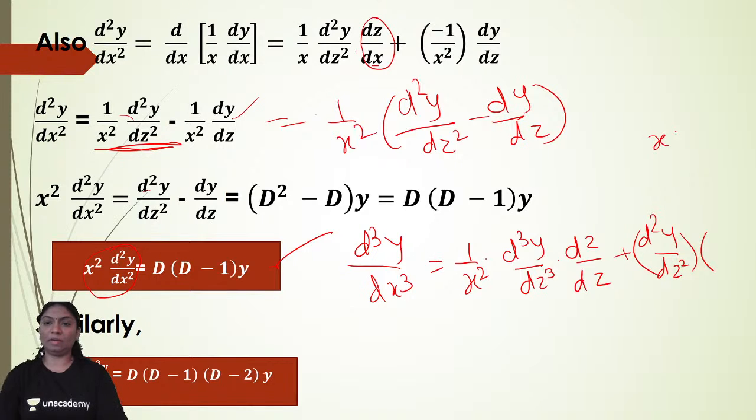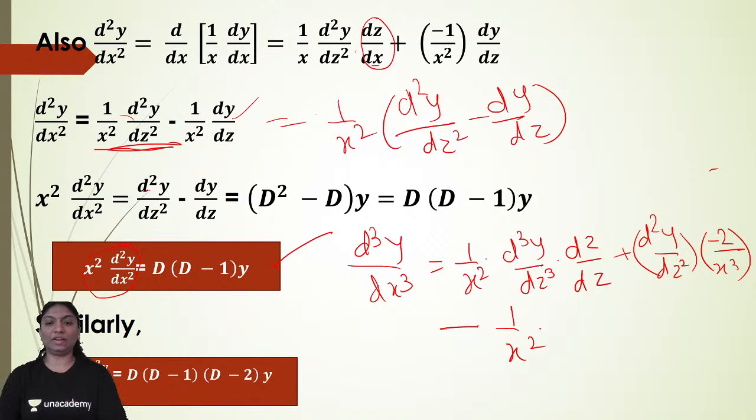So the derivative of 1 upon x square, that is the derivative of x raised to minus 2, is minus 2 into x raised to minus 3. So can I write here minus 2 upon x cube? So that is the derivative of this. I'm just finding out the derivative here. Minus, again, 1 upon x square into dy by dz.